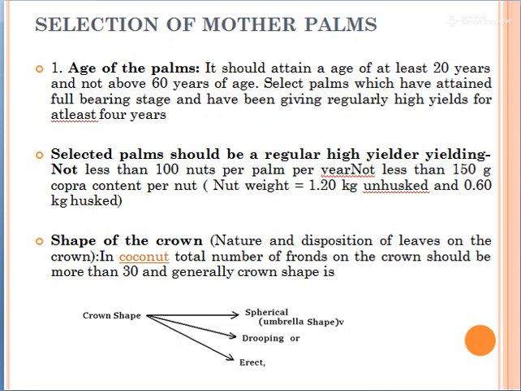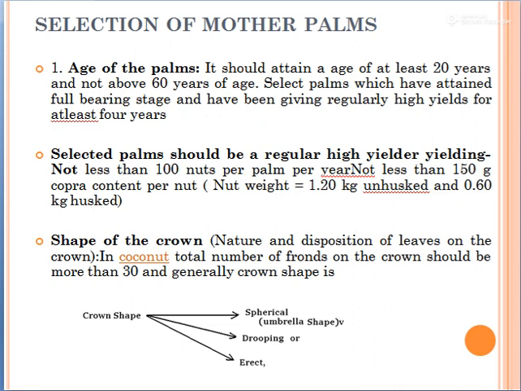Then the nuts should be not less than 100 per palm per year and not less than 150 grams of copra content per nut. That is, nut weight is about 1.20 kg unhusked and 0.60 kg for husked nuts.